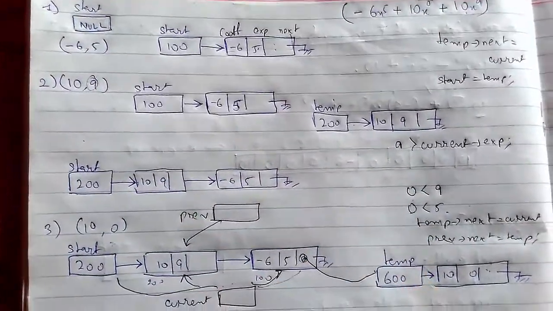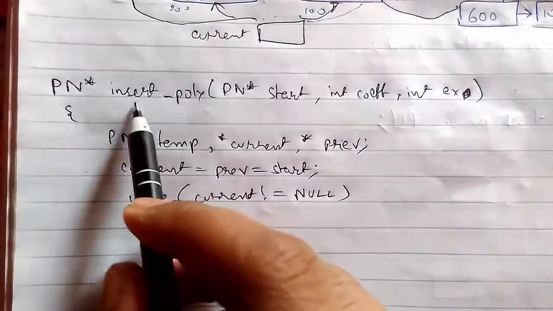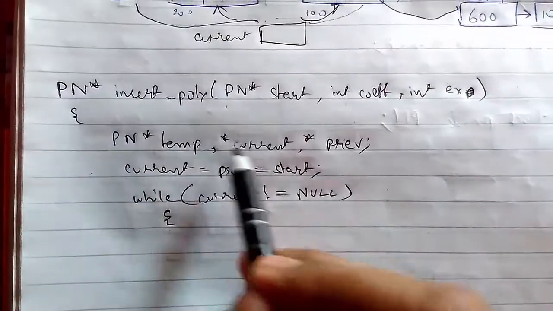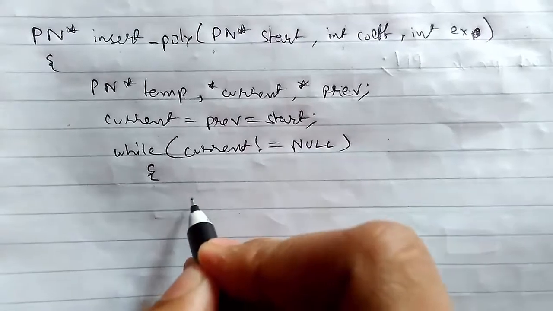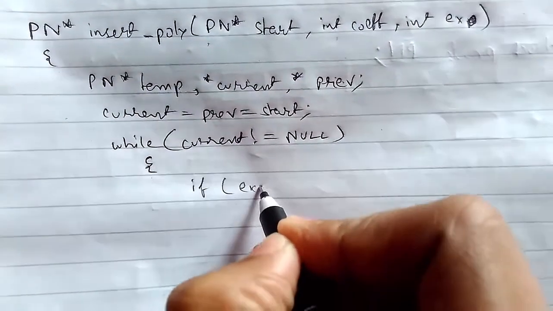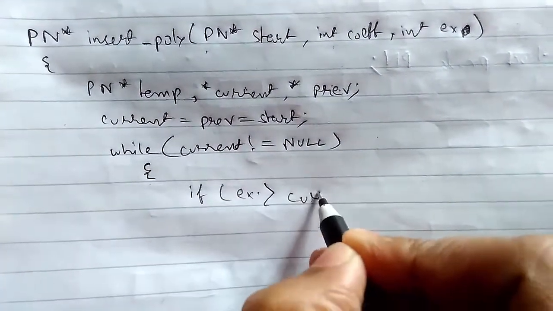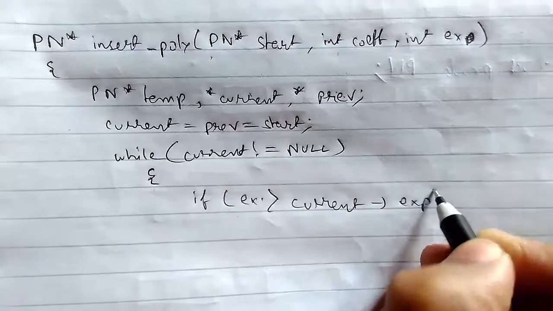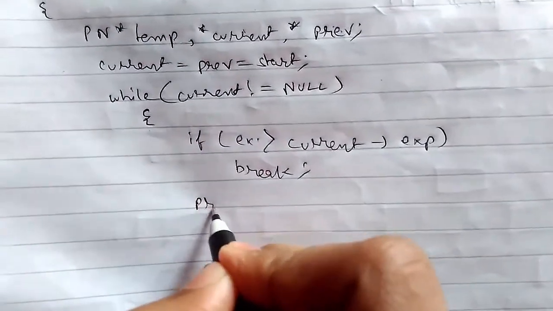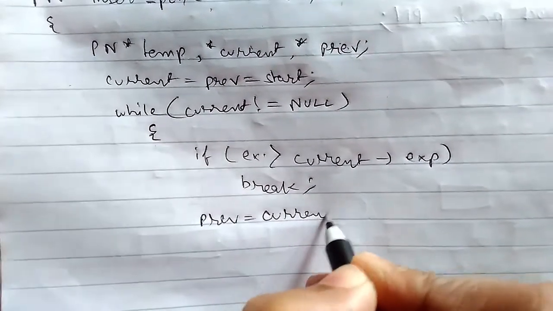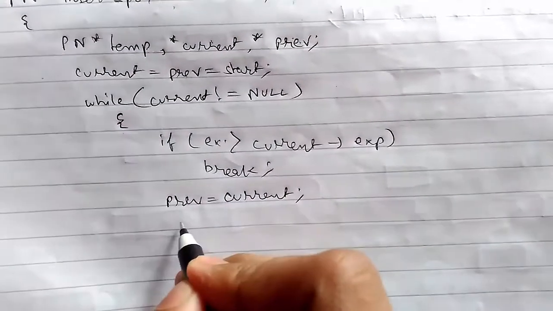So this is the explanation part. Now this is the program. I'm writing the function here. Pn is our type definition. Temp, current, and previous, the values which are needed, are all set to start. We will travel until this. Suppose the exponent which you are entering is greater than current arrow exponent, then we'll simply break out and insert the element. Else, for other cases, we'll just move forward.